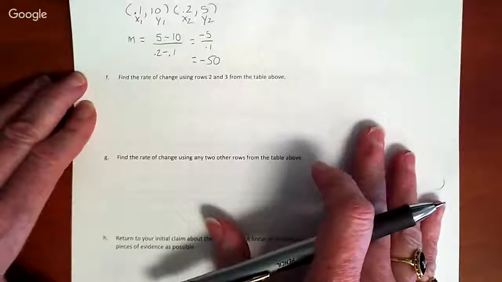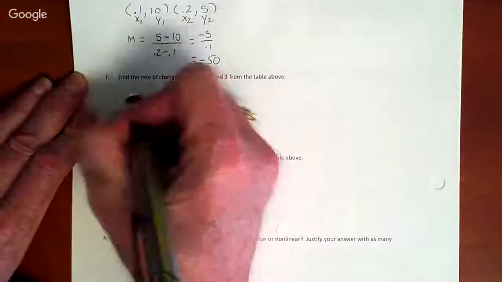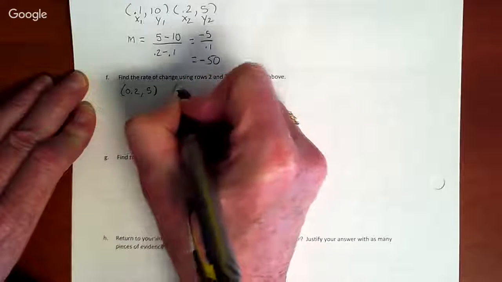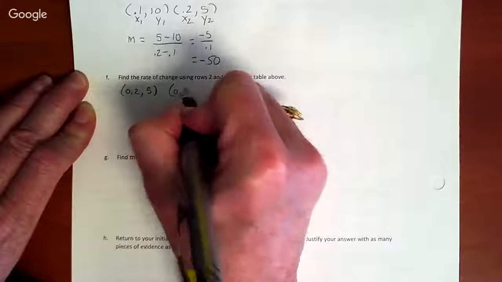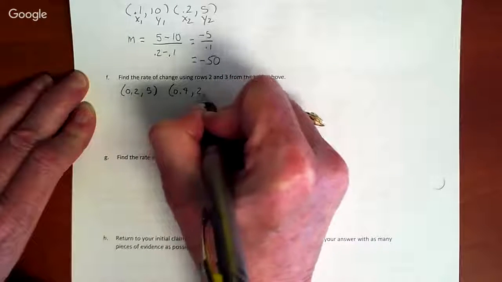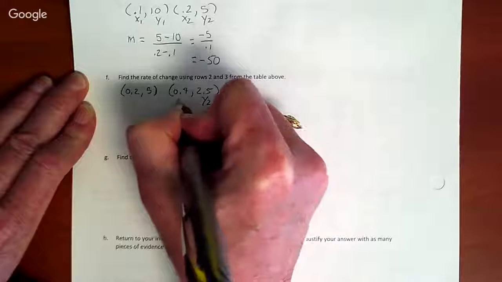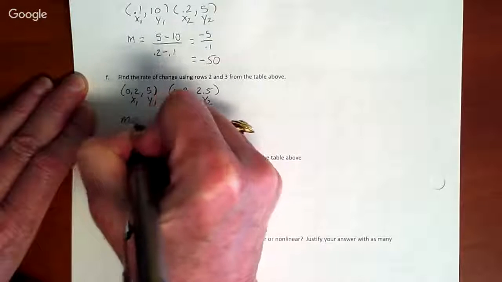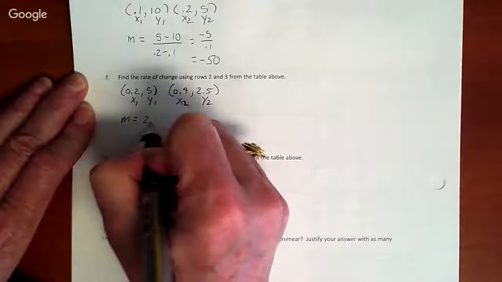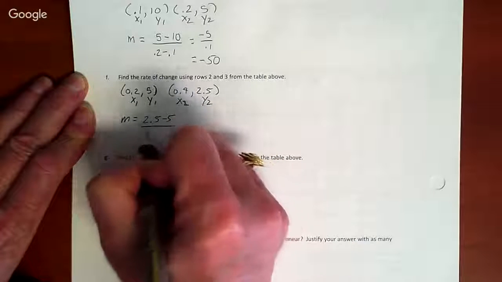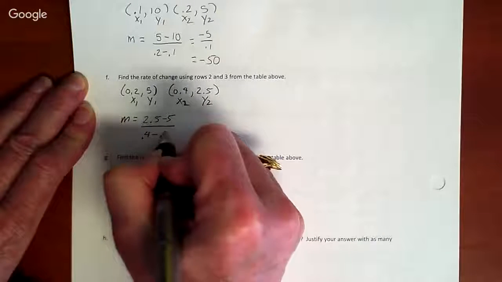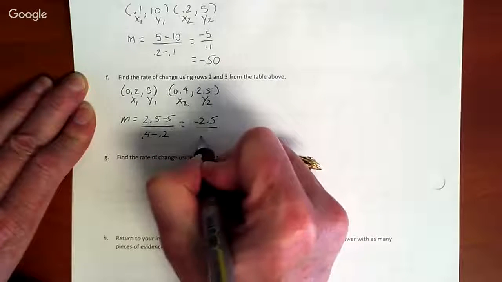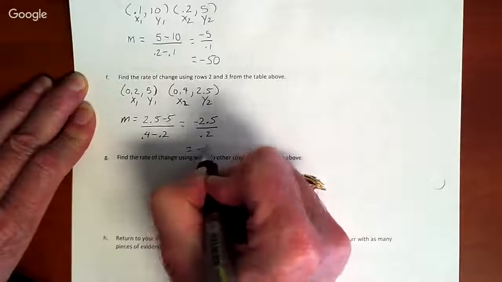Then we have rows 2 and 3 here. So we've got 0.2 comma 5 and 0.4 comma 2.5. So y2, x2, y1, x1. We have 2.5 minus 5 over 0.4 minus 0.2. So we have negative 2.5 over 0.2, which equals negative 12.5.